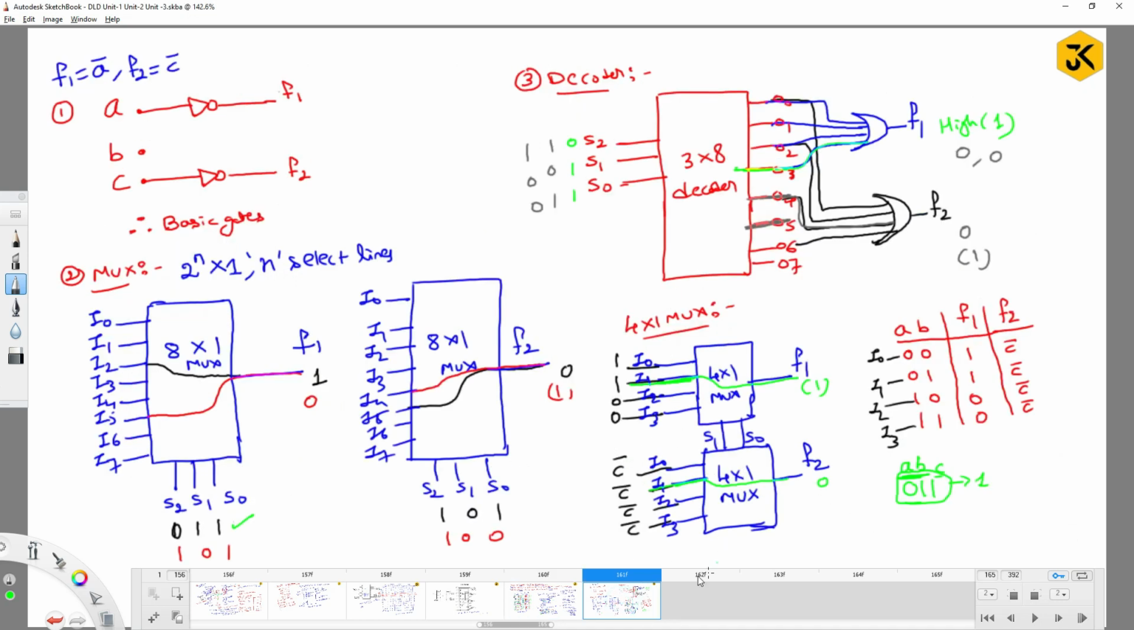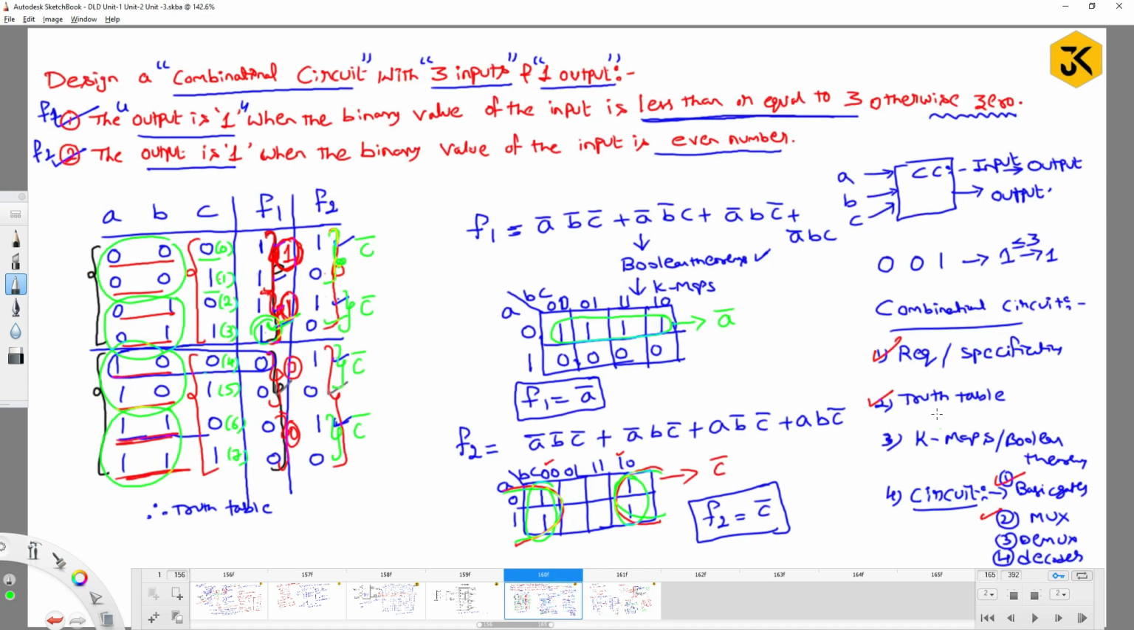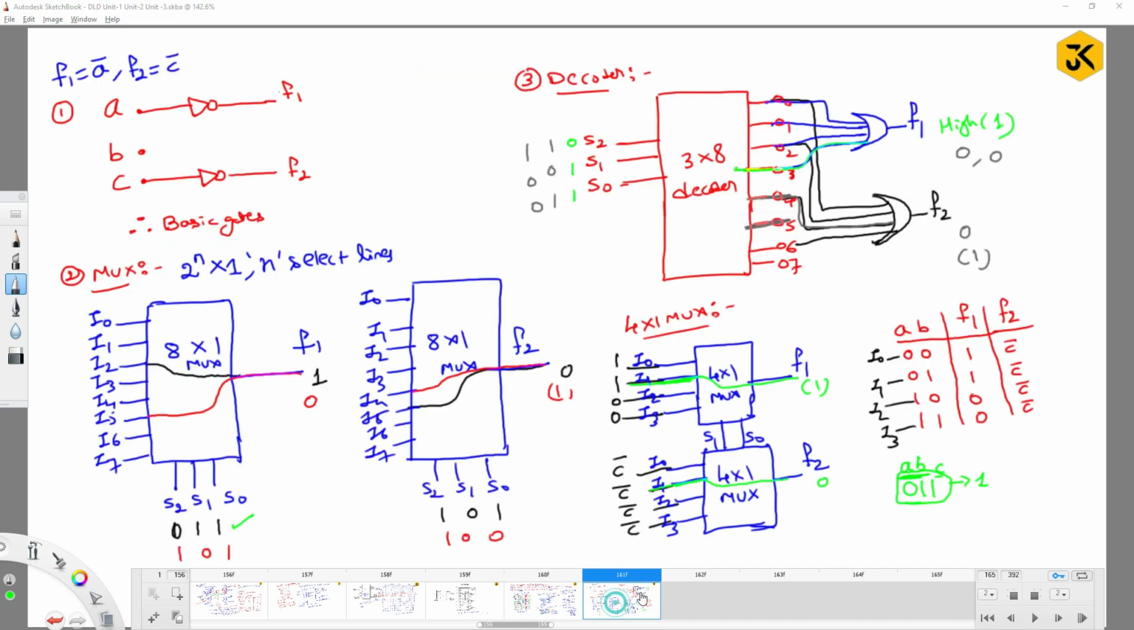So you can simply understand the procedure of how we are going to do it. You have to go with understanding the requirements, truth table, K maps, then circuit design, then you will get the perfect answer. I hope you understood clearly.